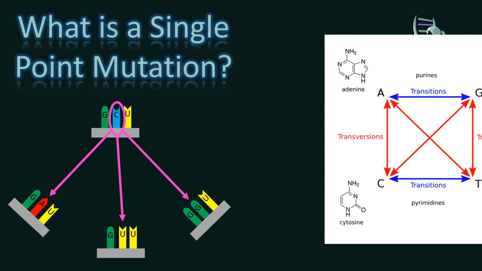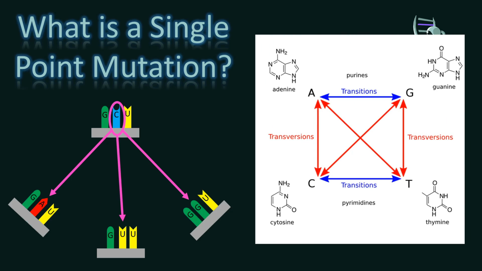If the nucleotide mutation is going from a purine into a purine or a pyrimidine mutating into the other pyrimidine, it's a transition, but if a purine mutates into a pyrimidine or vice versa, it's a transversion. There are 4 types of point mutations that we are going to review.